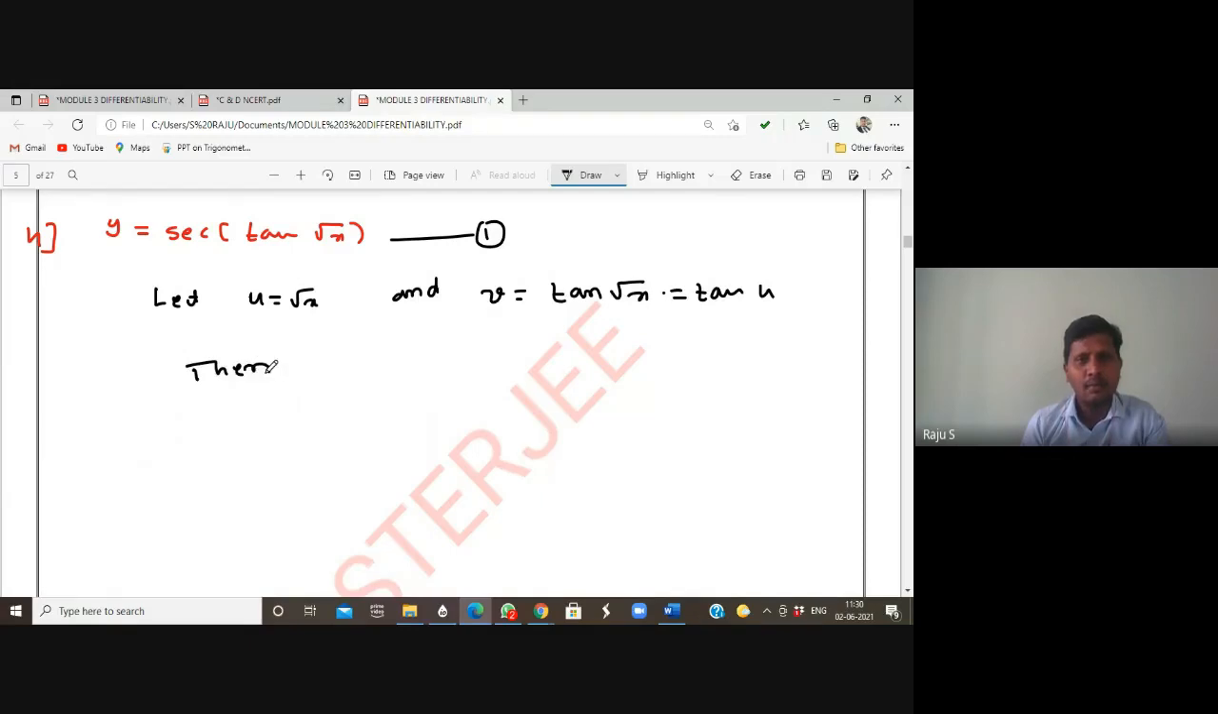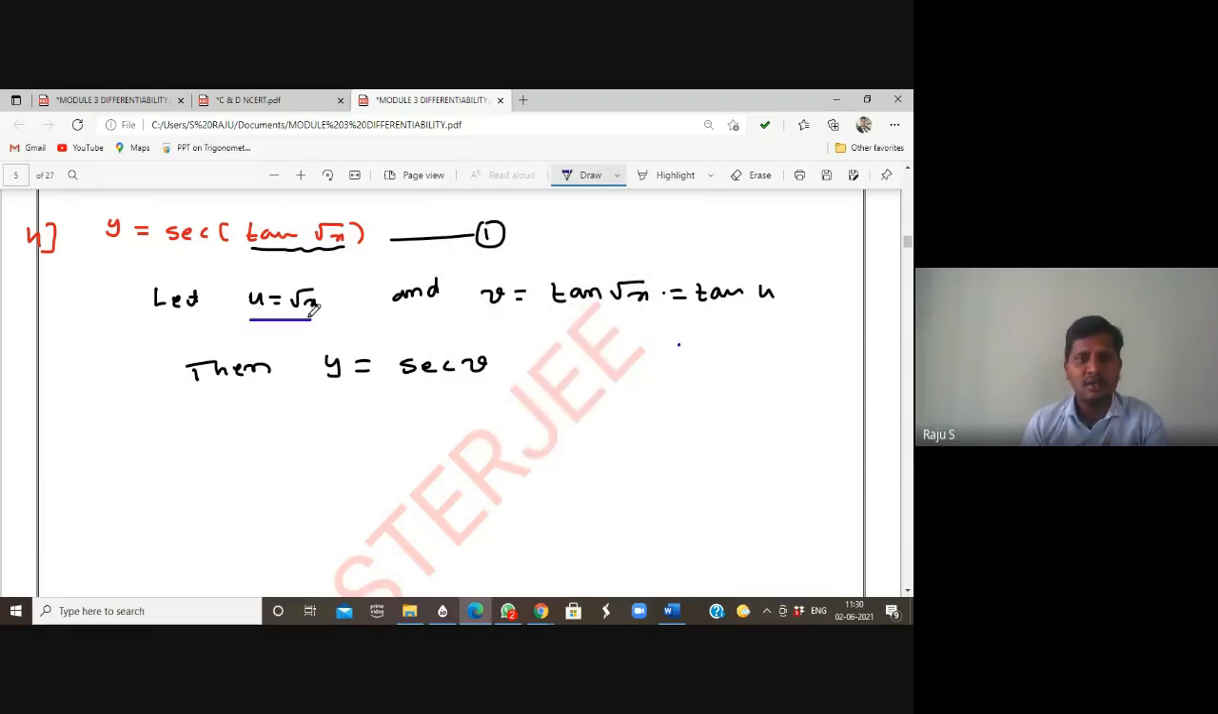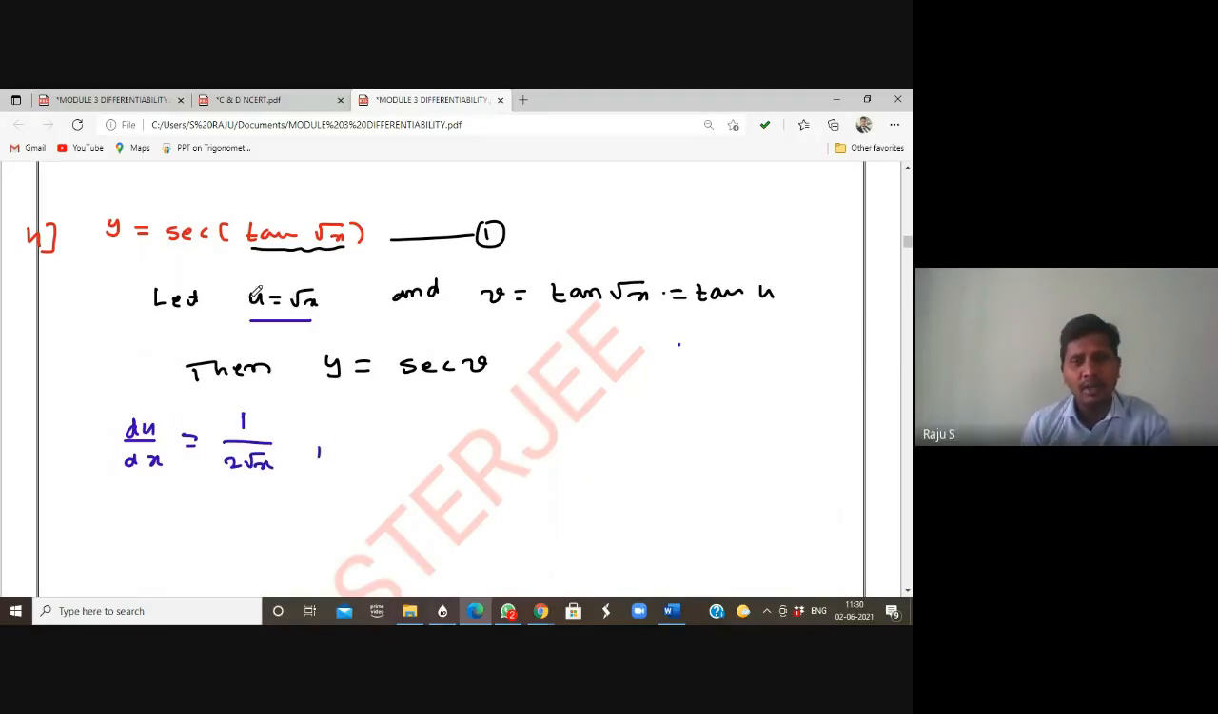Then what about the y value? When I consider root x is equal to u and tan root x is equal to v, then y becomes secant v. Is that right? This total value is v alone. Now you have to differentiate separately. First, differentiate u. So du by dx, because u is a function in terms of x. What is the root x derivative? It is 1 by 2 root x. Fine. Okay, derivative of u completed.